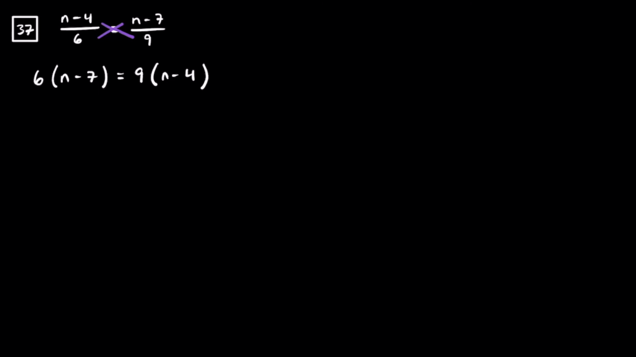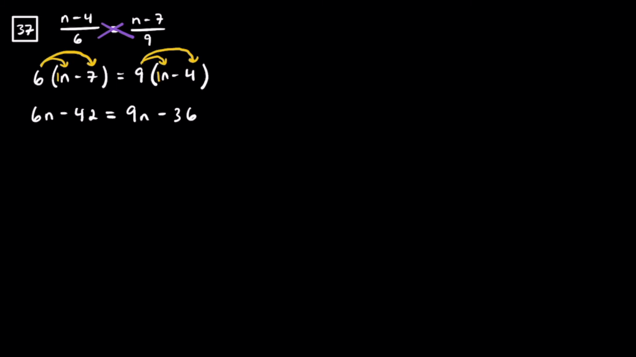Okay, let's go ahead and distribute this 6 times this 1n, and then the 6 times negative 7. Let's do those both together now, finishing up, so 6n minus 42. And then let's go ahead and take this 9 and distribute it. We'll do both of them together as well as you get the hang of it. 9 times 1 is 9n, and then 9 times negative 4 is negative 36.